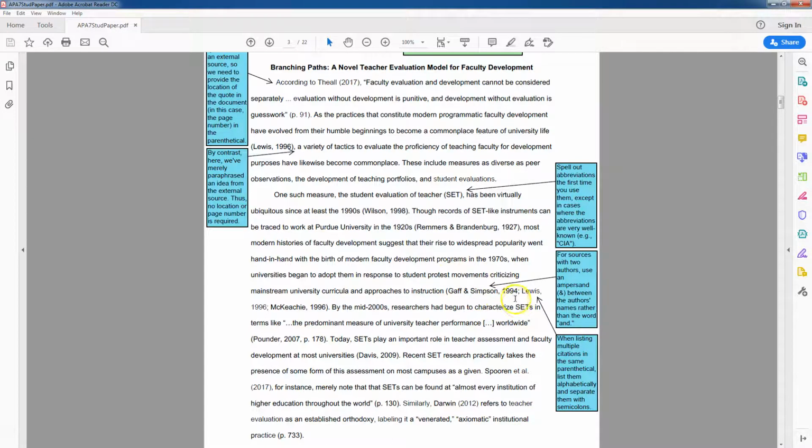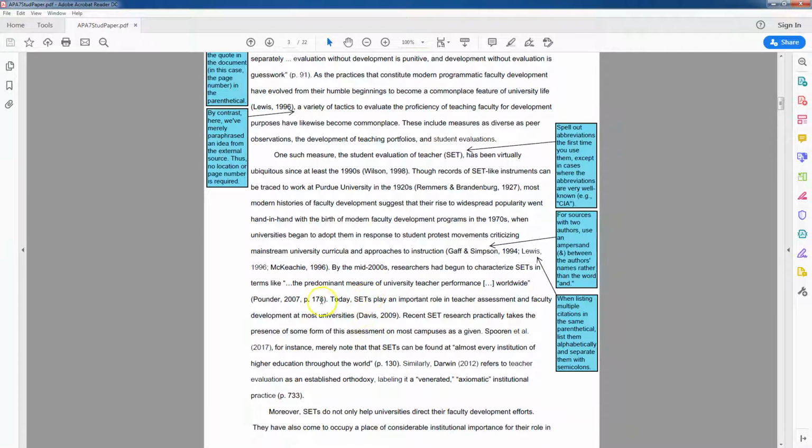So if you go to the reference section, you'll notice in the G area that Gaff and Sampson, there's a reference there. So you don't put author's initials in the in-text citations, with the exception if the author has the same last name as the author. So Lewis, 1990, comma, space, 1996, semicolon, Kichi, comma, 1996, and then you notice the period. So I see a lot of papers that are very often formatted wrong, so hopefully this video is helpful.